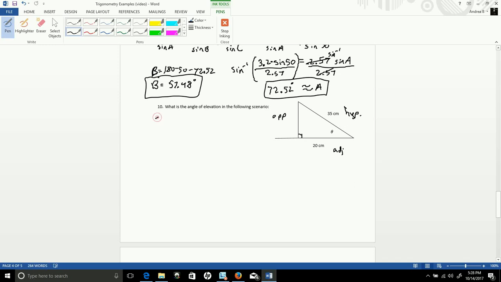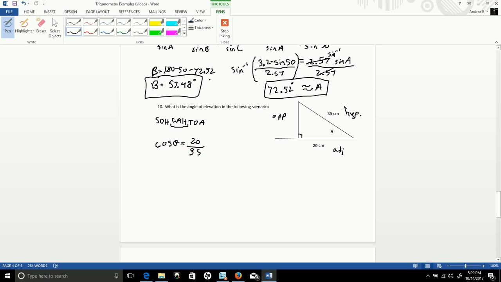So if we write out our acronym again, our SOHCAHTOA, you'll notice the one that had adjacent and hypotenuse was this part here, which means we want to use cosine. So in this case, we'd set it up as cosine of your angle theta is equal to your adjacent, which was 20, over the hypotenuse, which was 35.